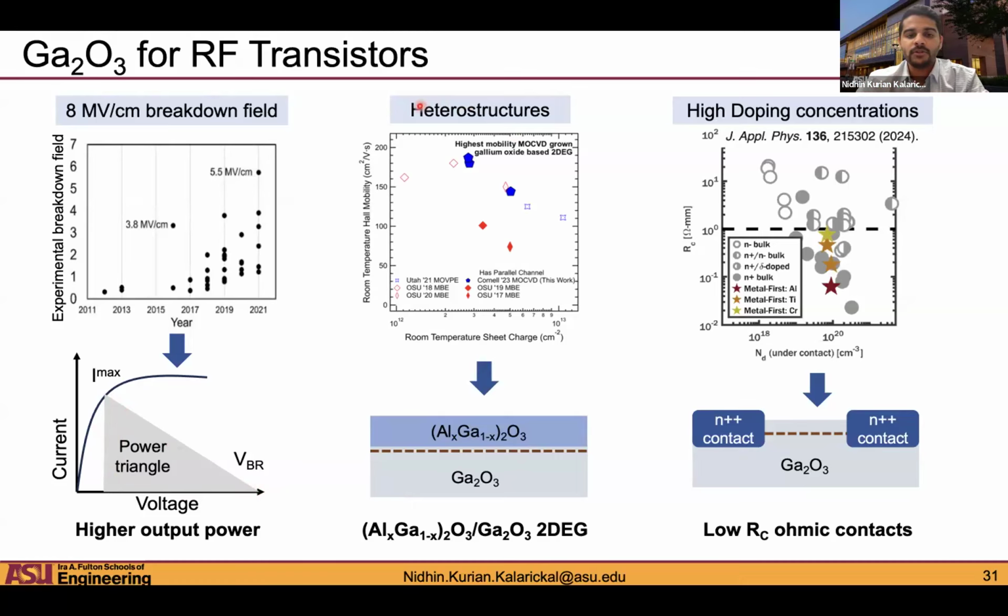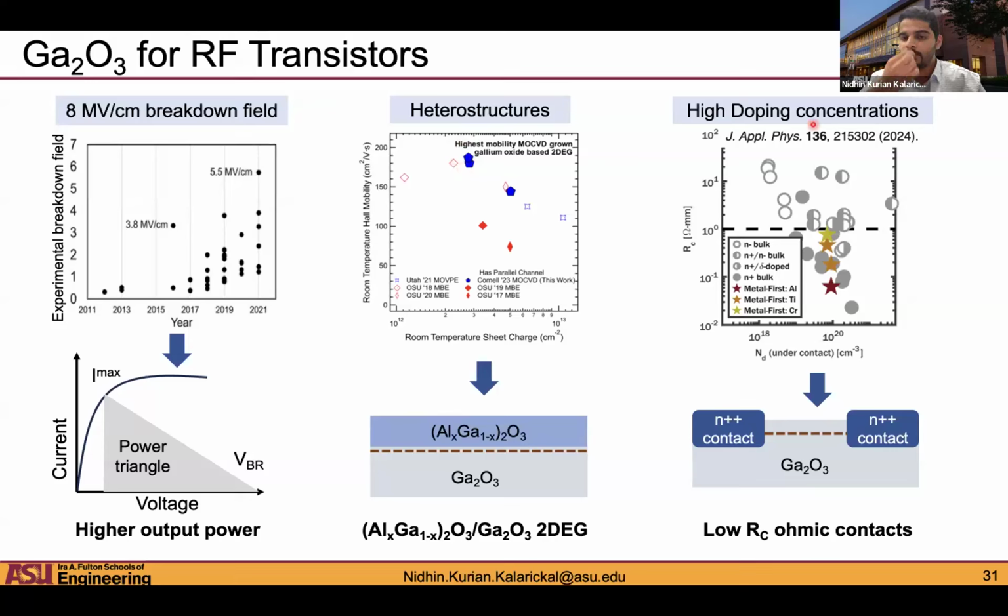And gallium oxide also has the ability to form heterostructures. So this is a plot from Hari's group. You can get mobilities close to 200 centimeters square per volt-second in 2D electron gases. So you can form these aluminum gallium oxide heterostructures and get 2D electron gases, which are vertically scaled channels, right? And get reasonably good performance.